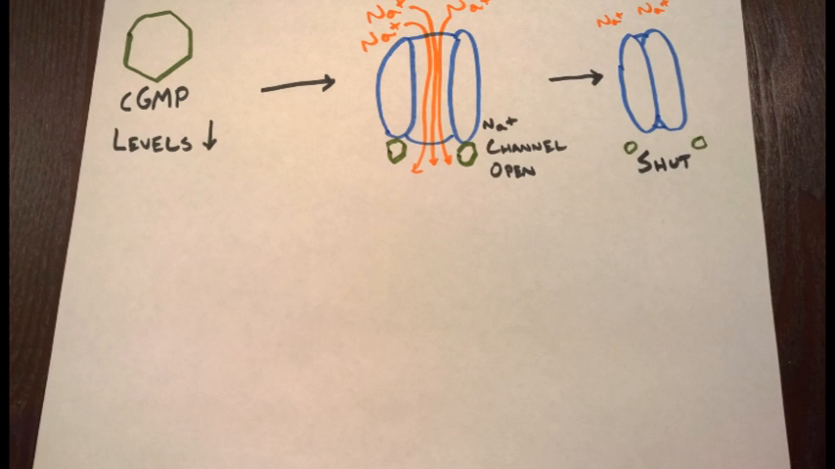The result of all this phosphodiesterase activity is that cell cyclic GMP levels decrease. As intracellular levels of cyclic GMP begin to decrease, the normally open sodium channels begin to shut, due to the fact that they are held open by cyclic GMP.